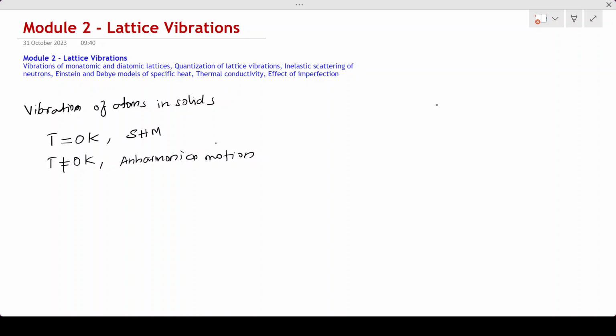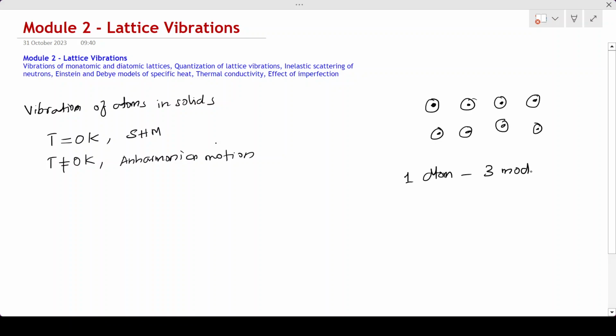So if you consider a lattice like this, and we have an atom placed on this lattice, and this particular atom starts vibrating in this crystal structure. If you consider a single atom, one single atom, it has three modes of vibration corresponding to that. And now if you consider n number of atoms, then there will be 3n modes of vibration corresponding to that.